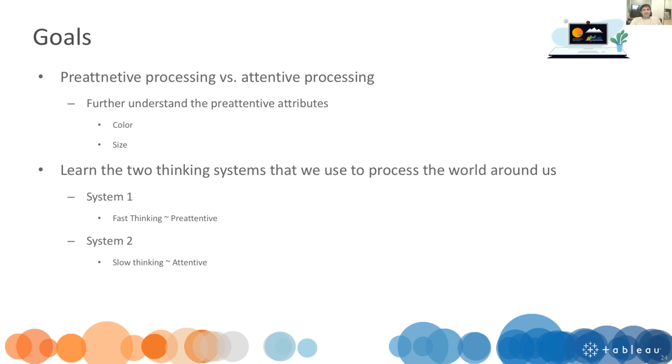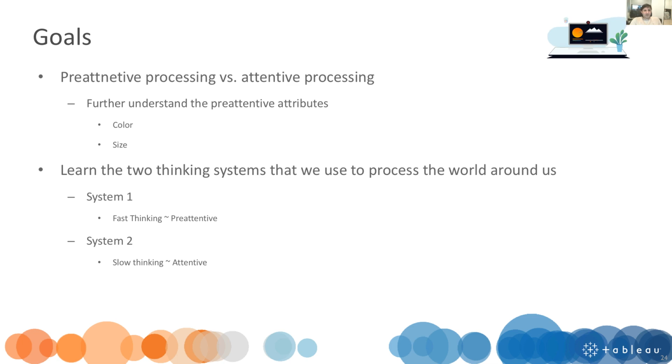We compared pre-attentive processes against the attentive processes in the previous lecture. We learned that pre-attentive processing is faster and is not using any conscious effort, whereas the attentive processing is a slow, deliberate, and focused processing of a visualization. Here we want to further understand the role of pre-attentive attributes in data visualization. In particular, we'll go into the details of color and size, two very important and strong pre-attentive attributes that are highly effective in data visualization.